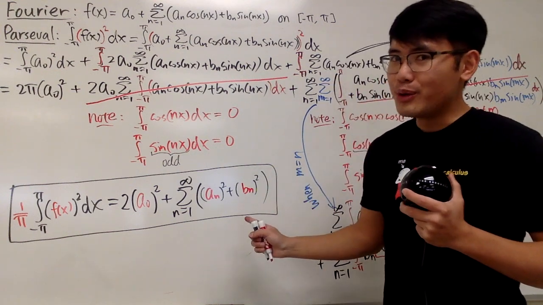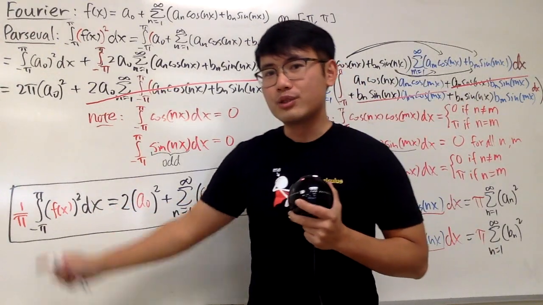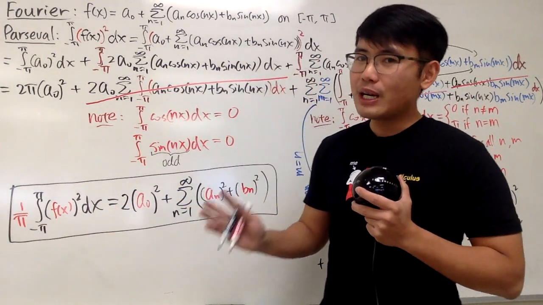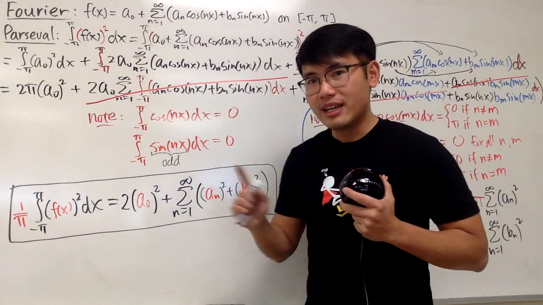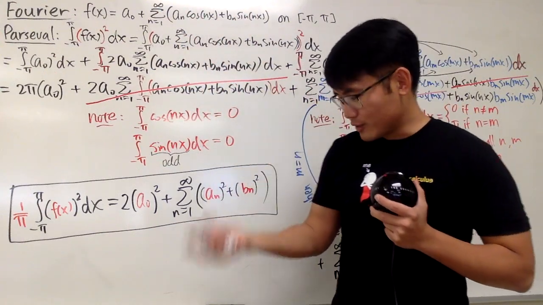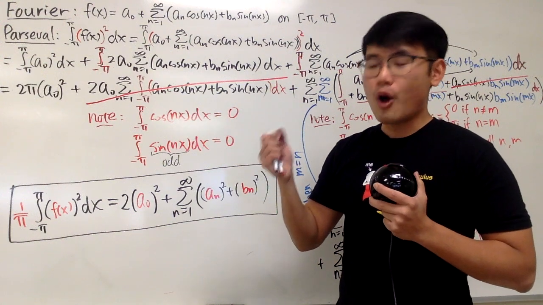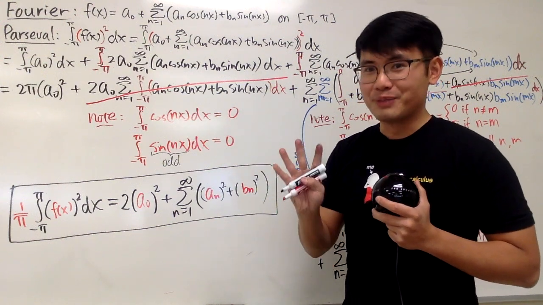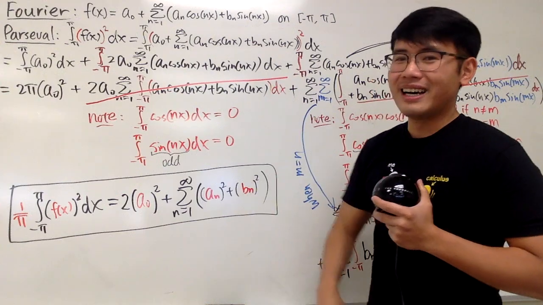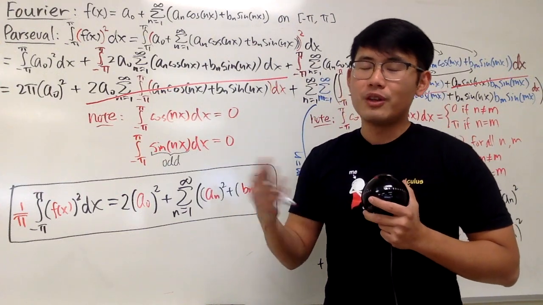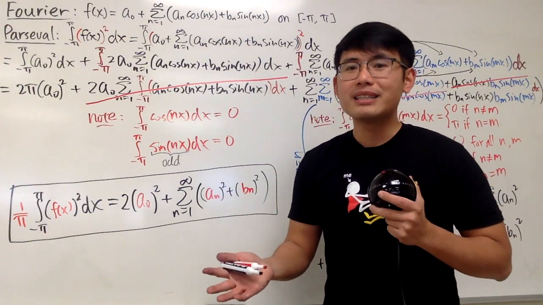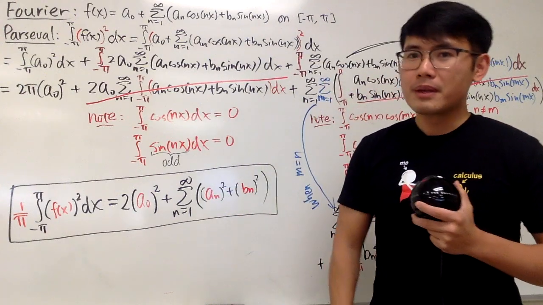And this is what I use when I take f of x to be x squared, and I figure out the coefficients for a0, an, and bn, and put it here, and I get a really nice sum. The sum as n goes from 1 to infinity of 1 over n to the 4th power. You can also do this to figure out the sum of 1 over n squared, 1 over n to the 6th power, and all that. But I will leave that to you guys, right?